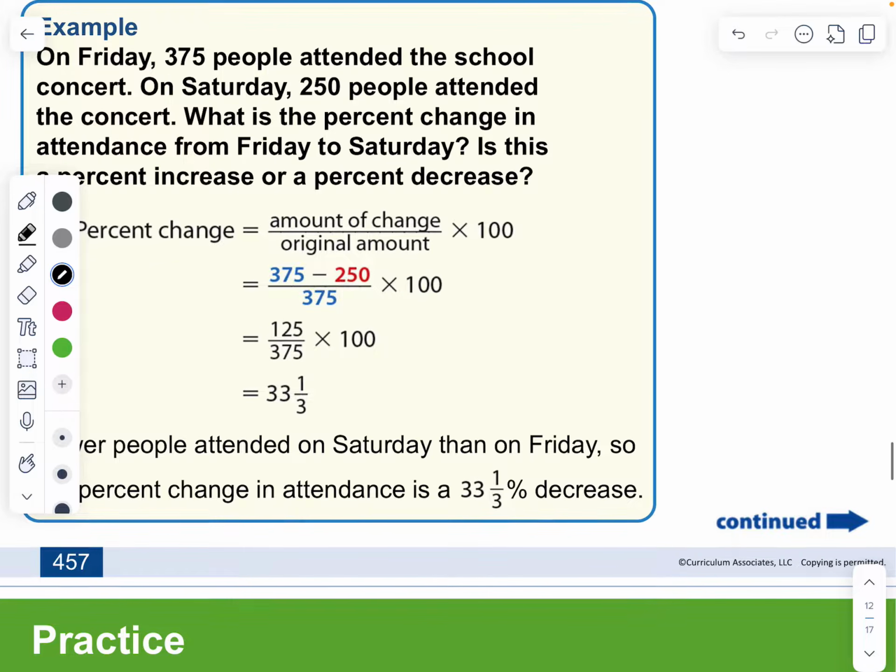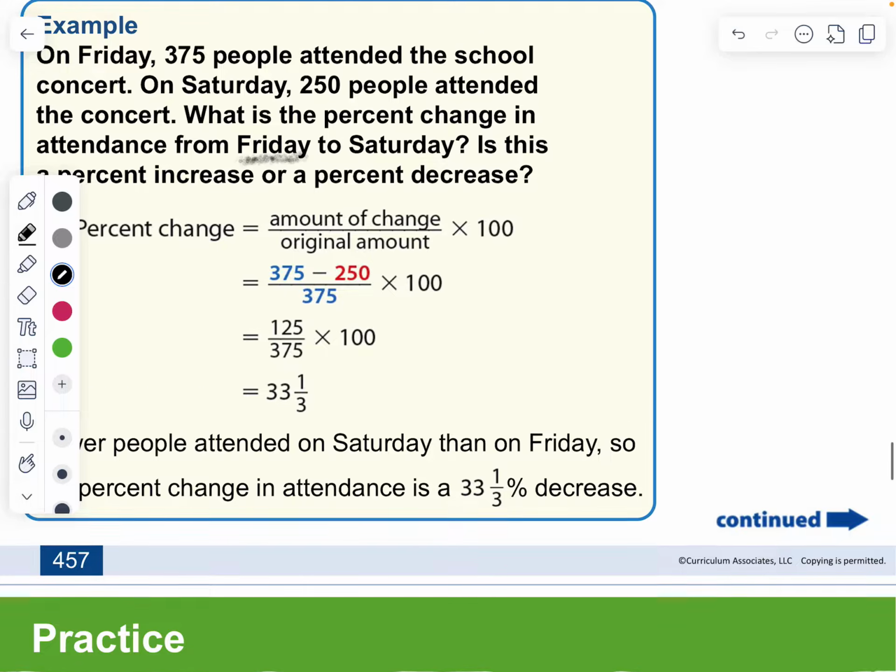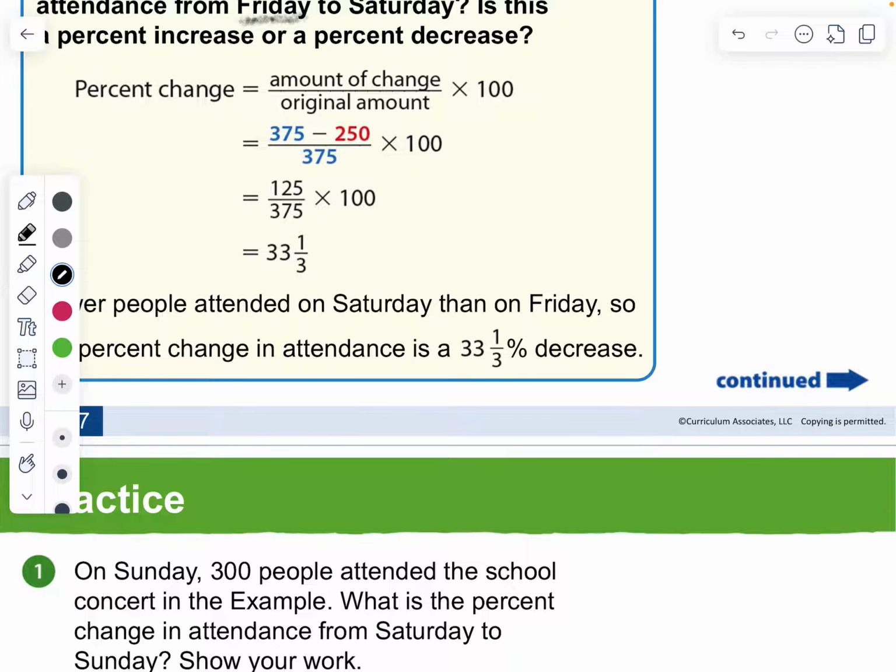We have an example here. On Friday, 375 people attended the school concert. On Saturday, 250 people attended the concert. What is the percent change in attendance from Friday to Saturday? So I hope that you can see that it is a decrease because it went from 375 to 250. But you still do the difference or subtract. And it says from Friday, so the Friday number goes in the original, 375, to get 33.33% decrease.